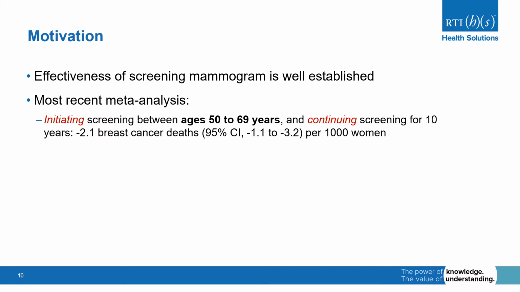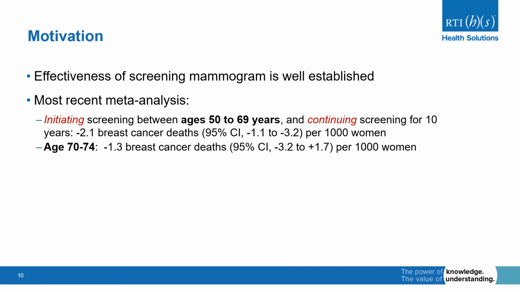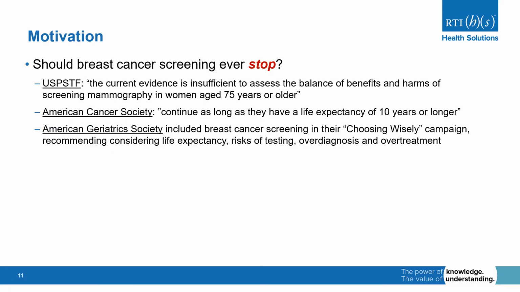In a slightly older age group, in women aged 70 to 74, it prevents about 1 breast cancer death per 1,000 women. But here the confidence interval is wider. It goes from preventing 3 deaths to causing almost 2 deaths. And for older women, for women over 74, we don't know. We have no idea because randomized clinical trials did not enroll a single woman over 74 years old. But there are women out there over 74 that are wondering whether they should continue receiving breast cancer screening or not.